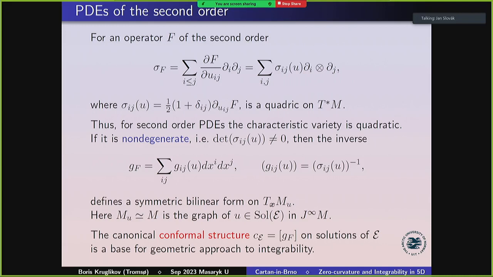This actually defines what is called the characteristic variety in the geometry of PDEs, which in gas dynamics and fluid dynamics people call dispersionless relations and so forth. We assume that this characteristic variety is quadratic because it is second order. We assume it is actually non-degenerate, so the matrix has non-zero determinant.